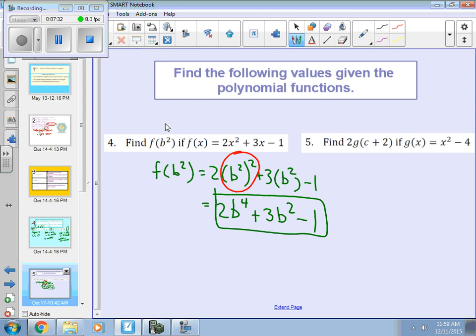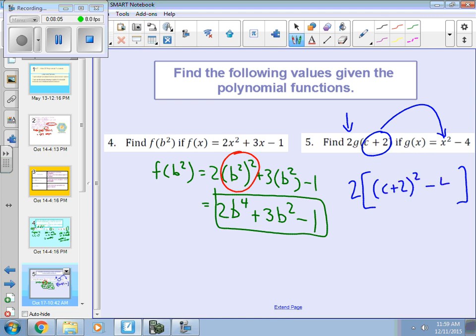Number 5. They want us to evaluate this function g at c plus 2. Now also notice there's a 2 here. So that means when we're done, we also need to multiply the result by 2. So we're going to have 2 times whatever this is once we plug in c plus 2. So now we want to plug c plus 2 in for x and see what we get. So we're going to have c plus 2 squared minus 4 is what you get when we substitute that in.